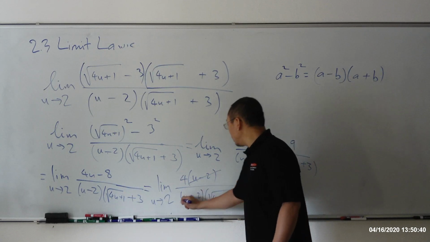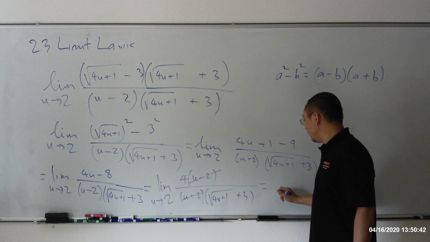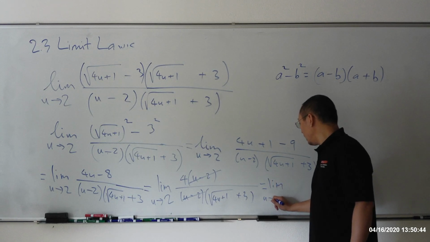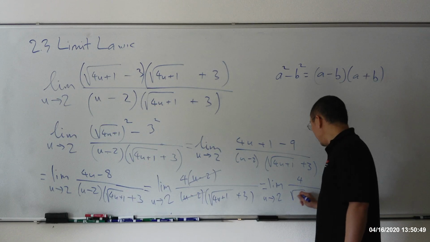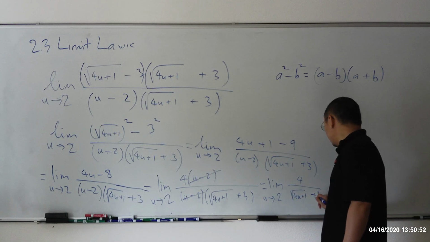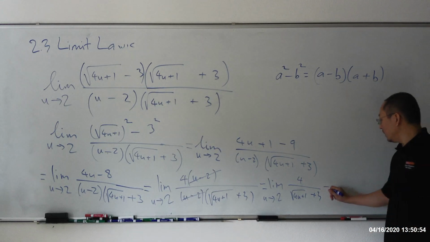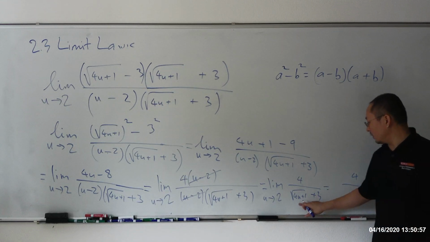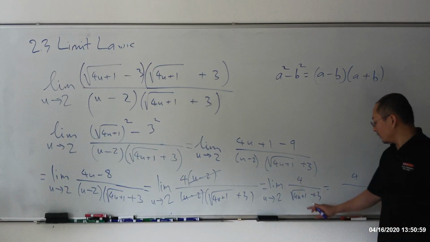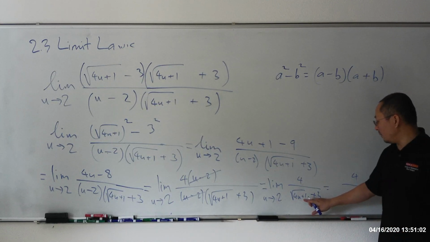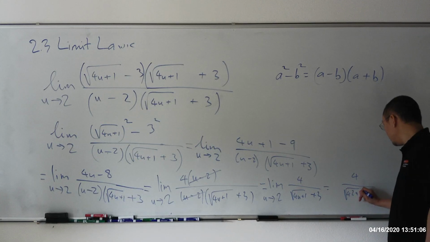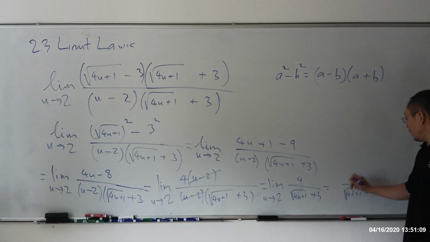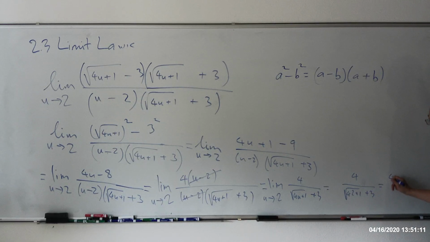Now I can cancel out the u minus 2. I have still the limit as u approaches 2 of 4 over square root of 4u plus 1 plus 3. Now I'm okay to plug in 2. I get 4 on the top, and when I plug the 2 in here, the denominator is non-zero. 4 times 2 is 8, plus 1 is 9. So square root of 4 times 2 plus 1, which is 9, and plus 3. Square root of 9 is 3, plus 3 is 6, so 4 over 6, which is 2/3.